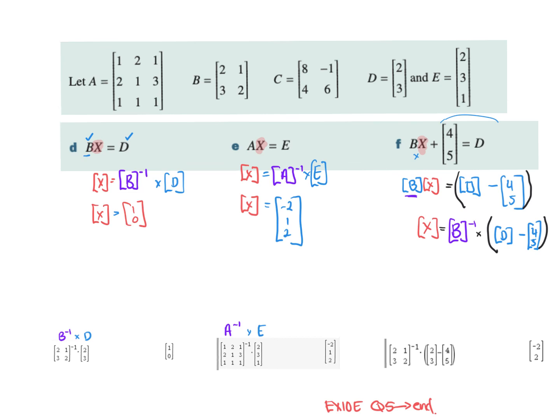You can see down here is the B with the inverse, and I've put these brackets there, and here's the D matrix, and the one that they gave us. Once you do all that, you end up with -2 and 2. So with these ones with multiple steps, be very careful.